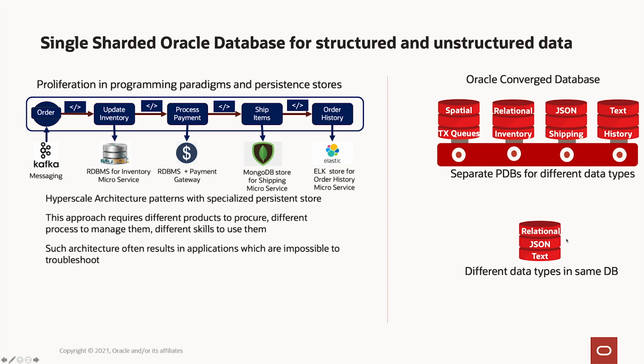Or you could even store all of these different types of data in the same database instance, in the same schema actually. And you can also run a single query which can span your text data, relational data, JSON data. And of course, you can use sharding to get the scale which you're looking for.